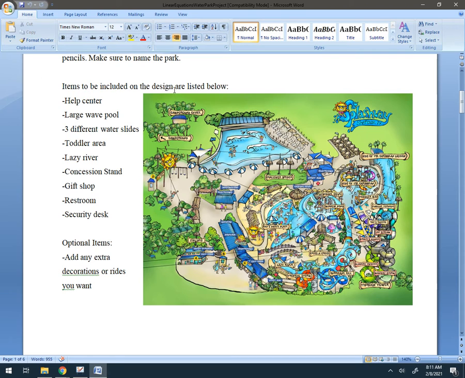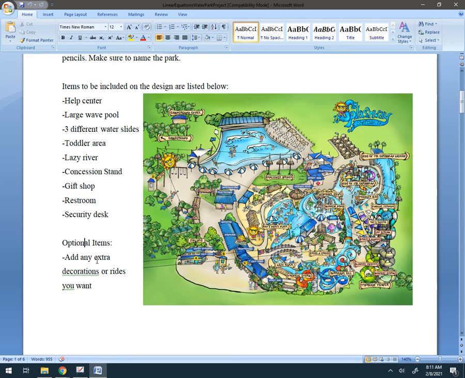Items that must be included in your designs are listed below. You must have a help center, a large wave pool, 3 different water slides, a toddler area, a lazy river, at least one concession stand, a gift shop, a restroom, and a security desk.